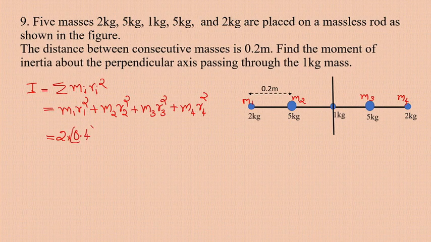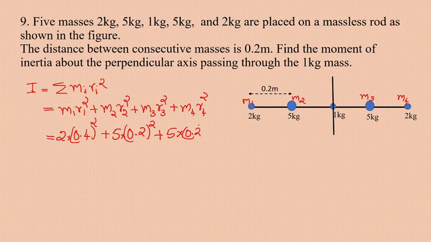So 0.4 square plus m2, that is 5 kilogram, into the distance of that mass from the axis, that is 0.2 meter, that is 0.2 square, plus similarly again on the right side 5 kilogram into again 0.2 square plus 2 kilogram into 0.4 square. So you can substitute and then complete the calculation.